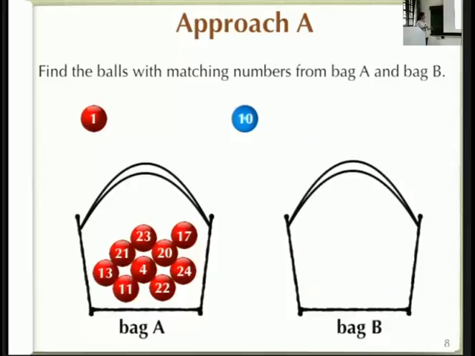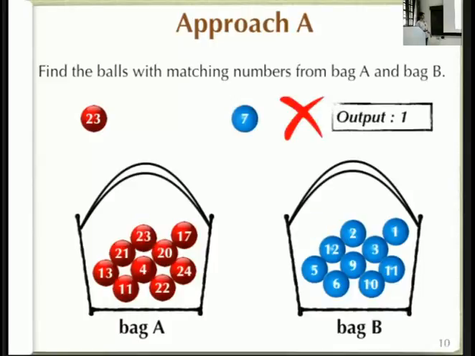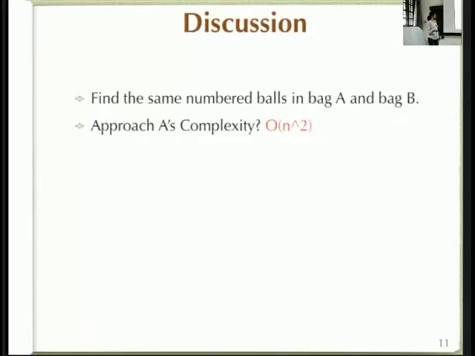What happens after that is I pick up the second ball from bag A, which is numbered 23, and then I start iterating over bag B once again, right? So it's 7 and the output remains 1. This is going to happen for every ball in bag A. Do you see a problem with this approach? Okay, it's of order n square, correct. So approach A, that she suggested, has big O of n square complexity.